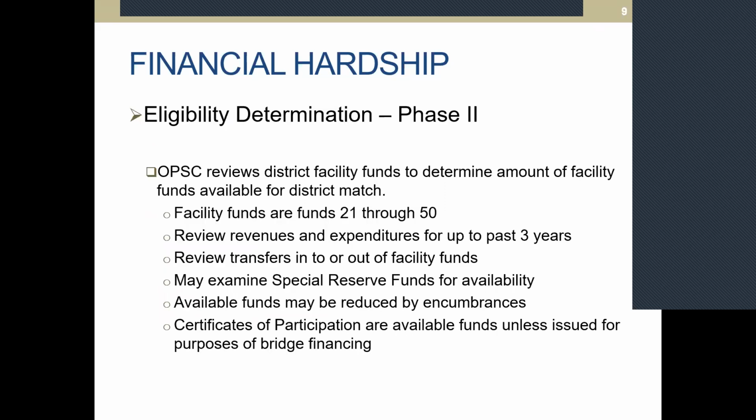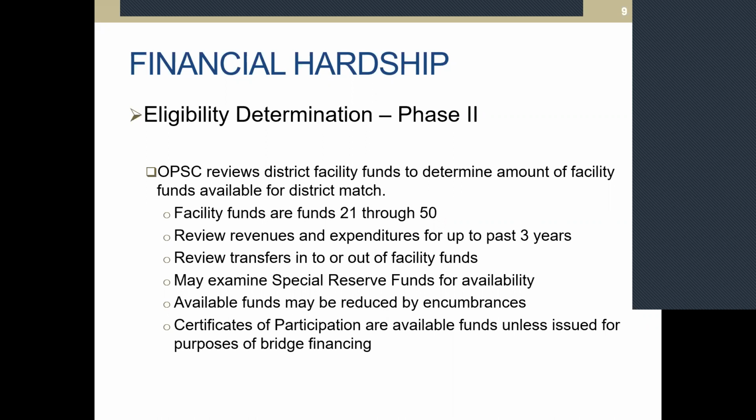Okay, so if they do meet that light switch test, the phase 1 light switch test, then we move on to the determination in phase 2. This phase 2 is where we're reviewing the district's capital facility funds to determine the amount of funding that they have available to contribute toward their SFP projects. Those capital facility funds are funds 21 through 50, and we review the revenues and expenditures for up to the past 3 years. And those revenues are presented in the district's fund worksheets they submit.